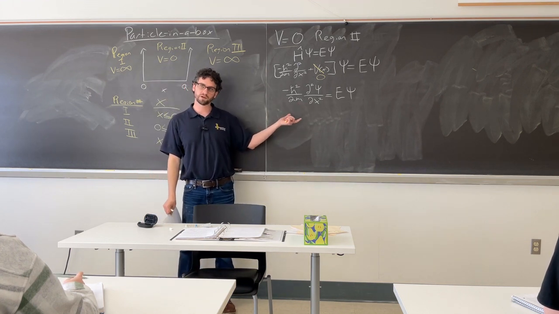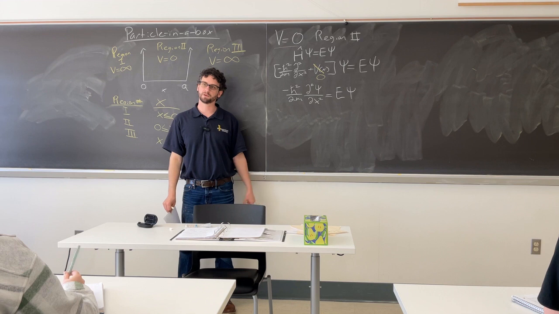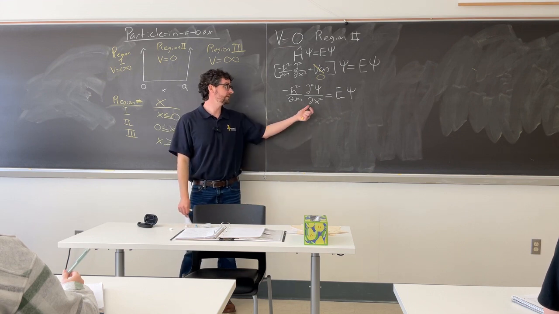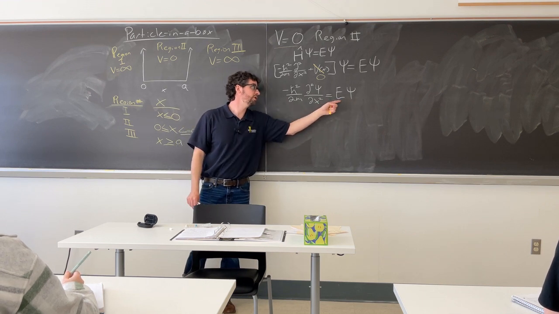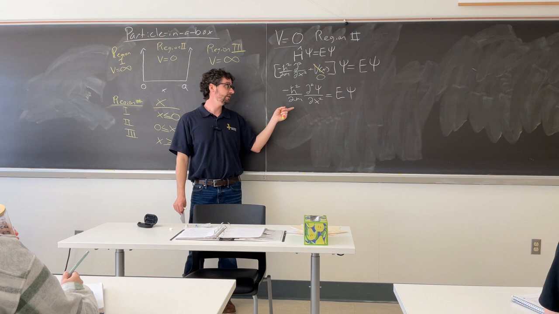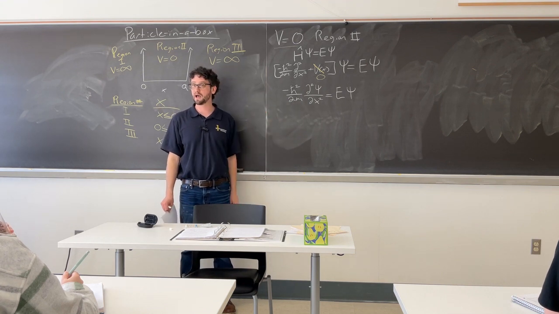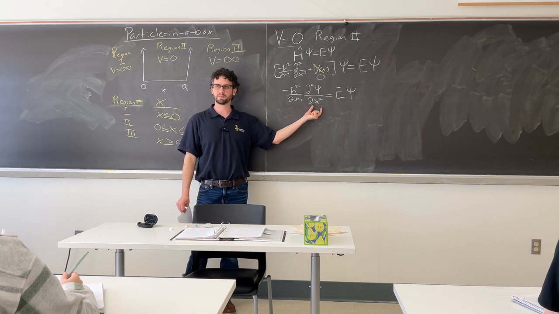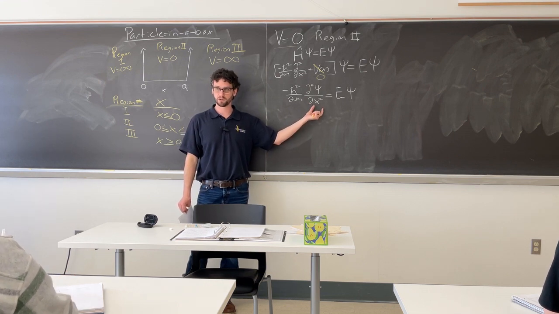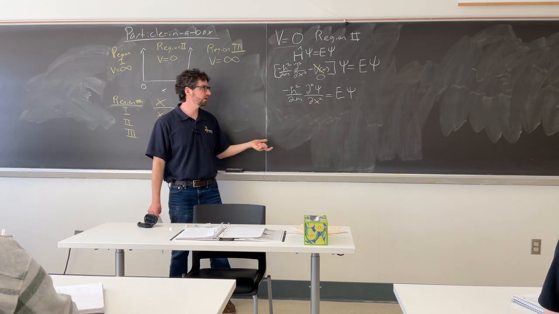Which portion of this equation is the most complicated? Yeah, this second derivative. This is just a function times a scalar. This is just a collection of constants. This is the part that we have to worry about. So we got to think about what type of functions could work or couldn't work.